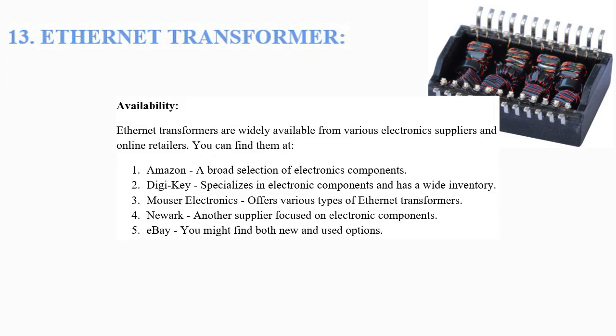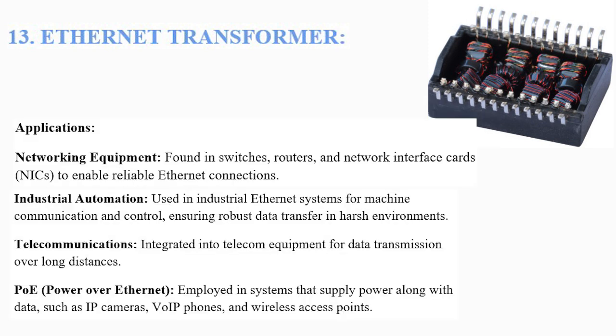Availability: Ethernet transformers are widely available from various electronic suppliers and online retailers. You can find them at Amazon, a broad selection of electronic components. DigiKey specializes in electronic components and has a wide inventory. Mouser Electronics offers various types of Ethernet transformers. Newark is another supplier focused on electronic components. On eBay, you might find both old and new.